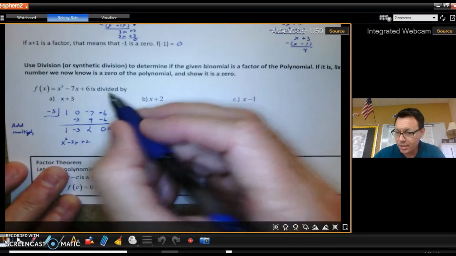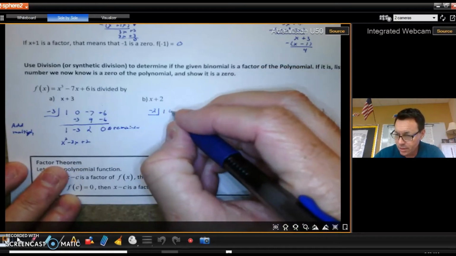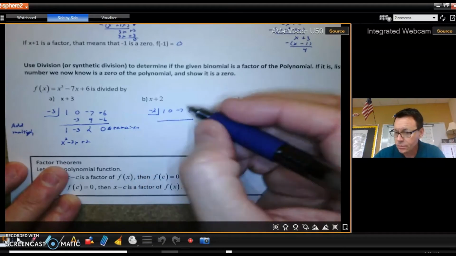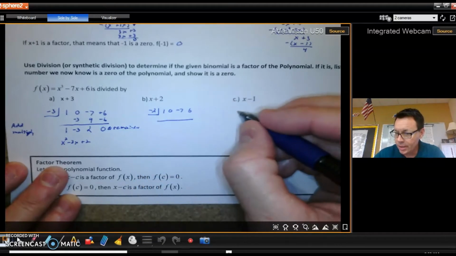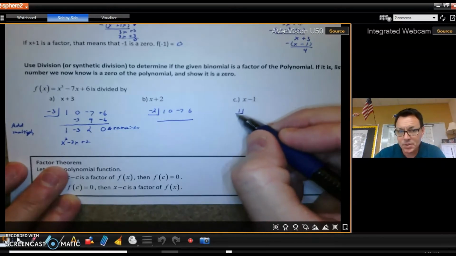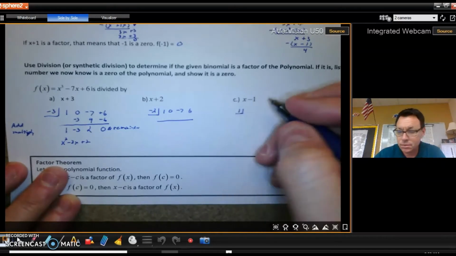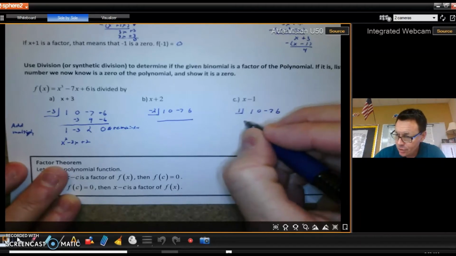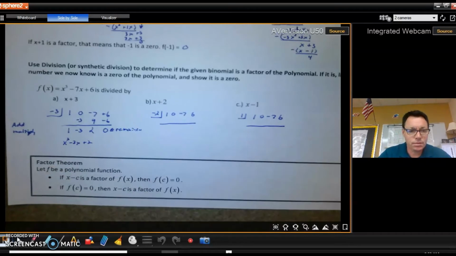So again, I'm going to go back to the original. 1, 0, -7, and 6. And I'm going to test that. And then over here, I'm going to test a +1 as well. Again, it's the opposite. It's the number that would be a 0. So you try that, pause the video, and then check yourself.